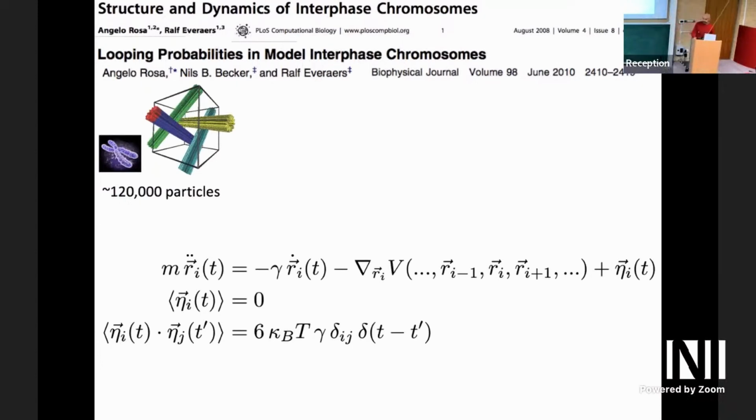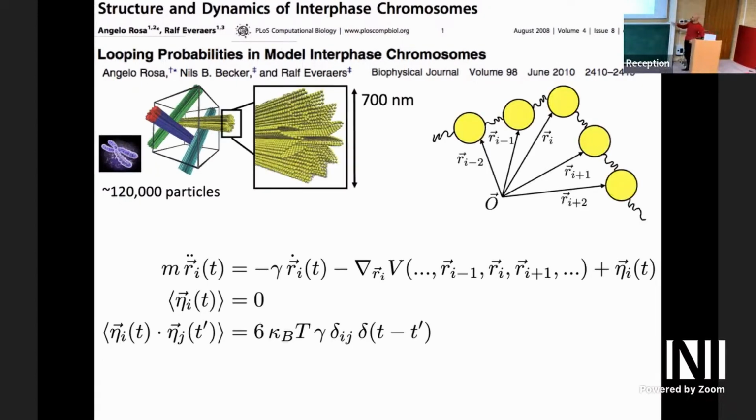Now these polymers are very big. This is a zoom of this section. Each monomer here is just a very tiny amount of chromatin, on the size of 3,000 base pairs, and each one is connected one after the other, just like in a normal polymer. And we let the simulation go.